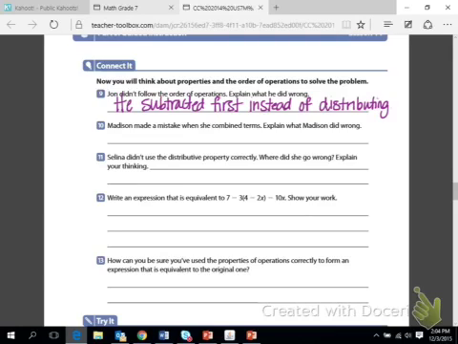Madison made a mistake when she combined terms. Explain the mistake that Madison made. So she incorrectly combined unlike terms. Or she incorrectly combined like terms. Because they did not both contain the variable.